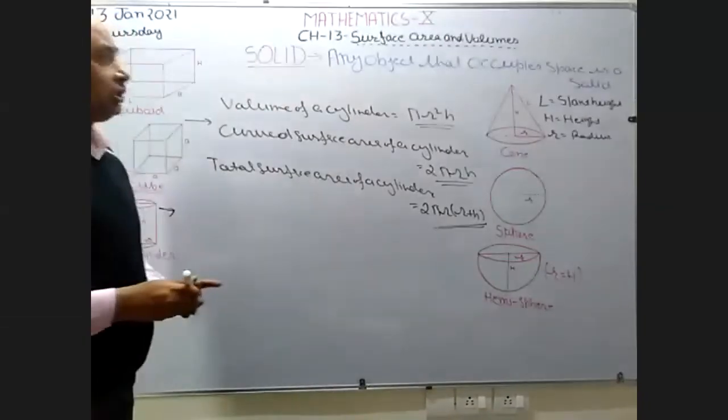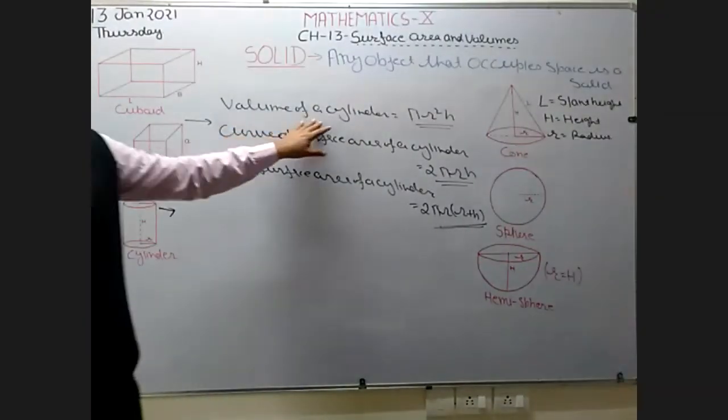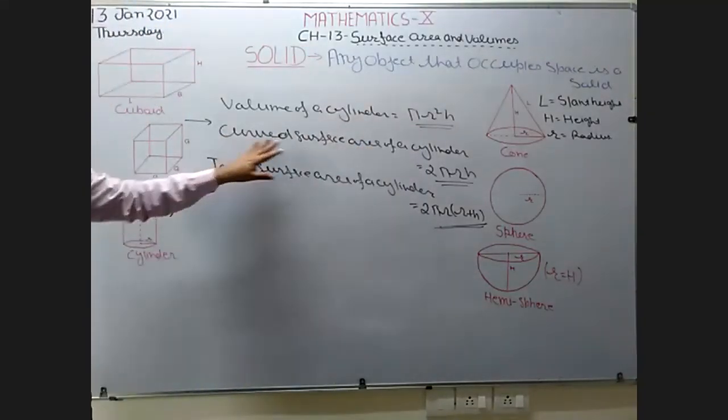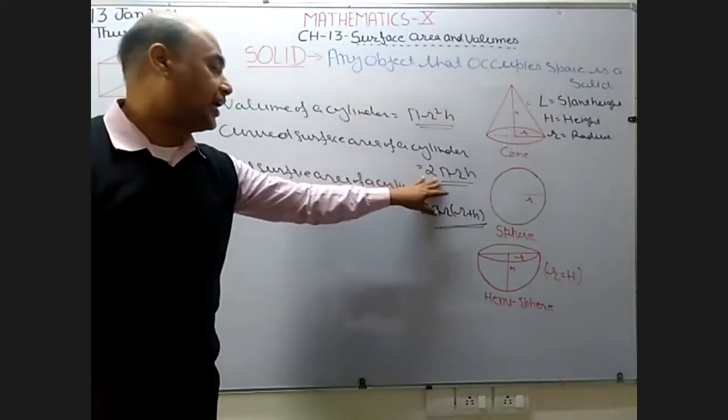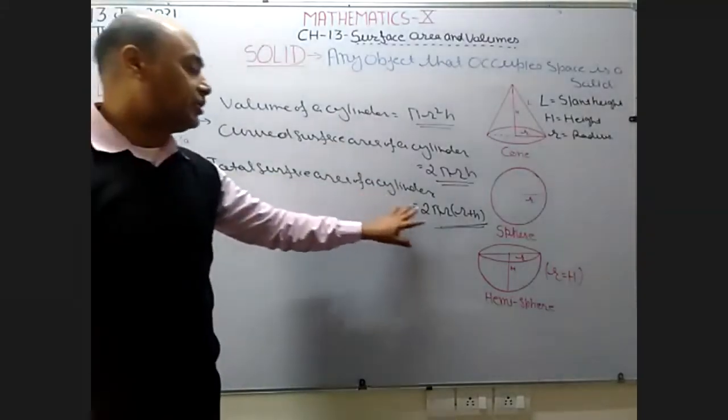Okay, I'm going to repeat all these three formulas. Volume of a cylinder, pi r square h. Curved surface area of a cylinder is 2 pi r h. Total surface area of a cylinder is 2 pi r bracket r plus h.